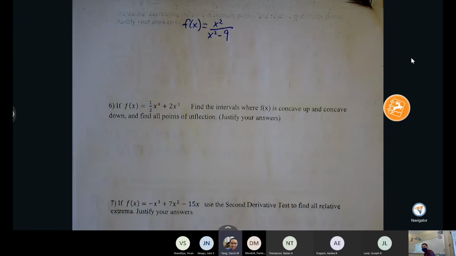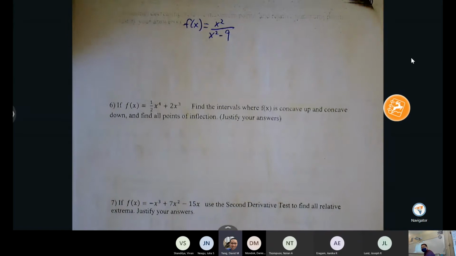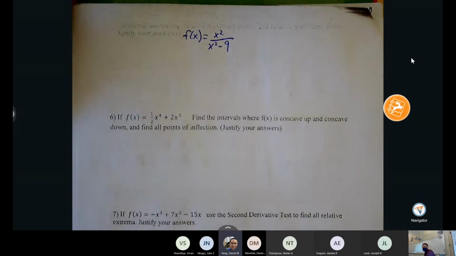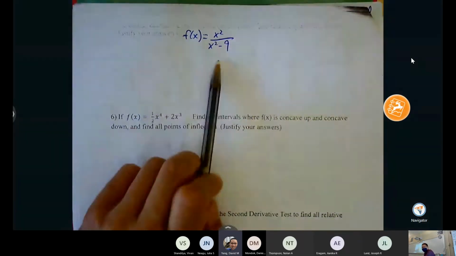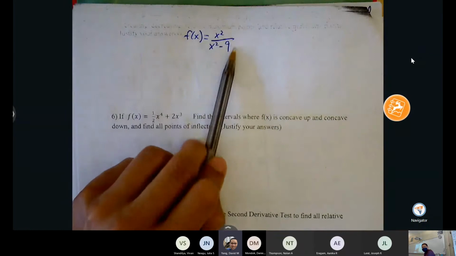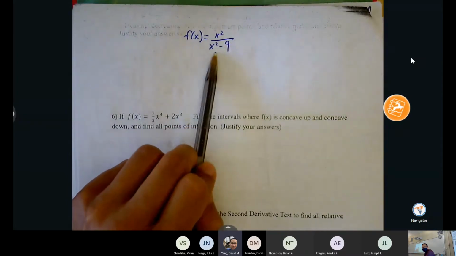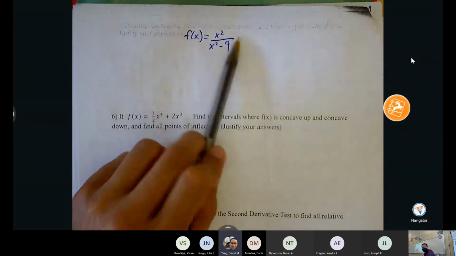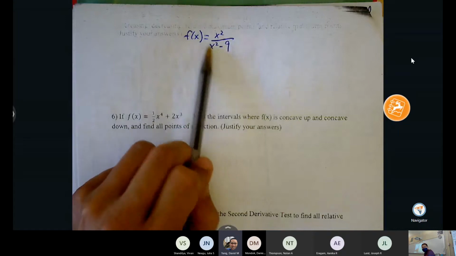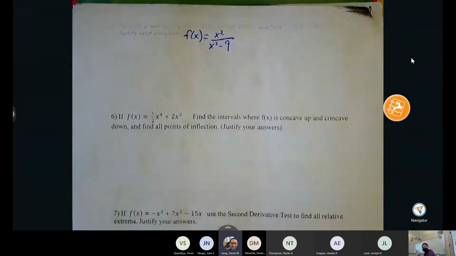But let's point something out here because this may be helpful down the road. Is this a polynomial? No. Not a polynomial, right? Is there anything that stands out about this problem that will give us a picture as to what's going on? There's a vertical asymptote. Okay, how would you find that? Set the denominator equal to 0.